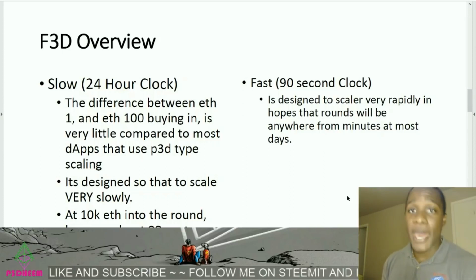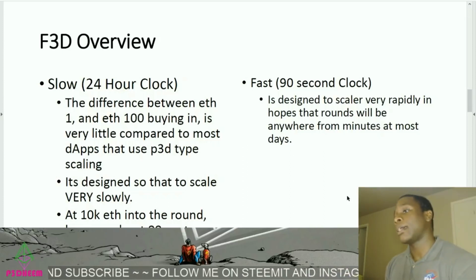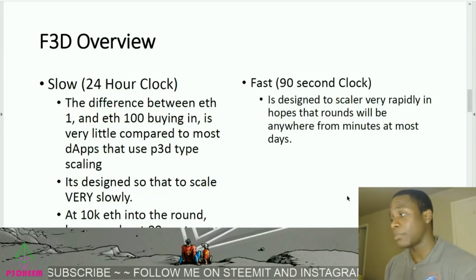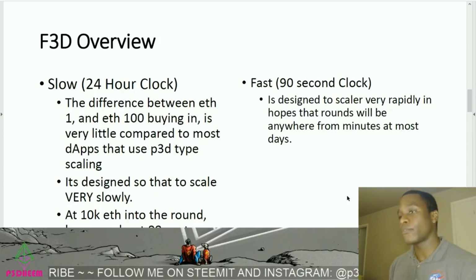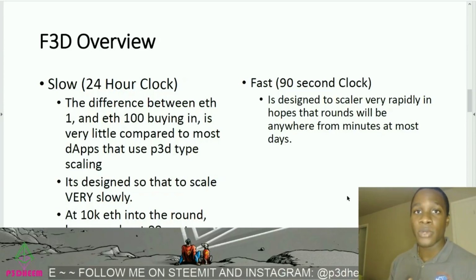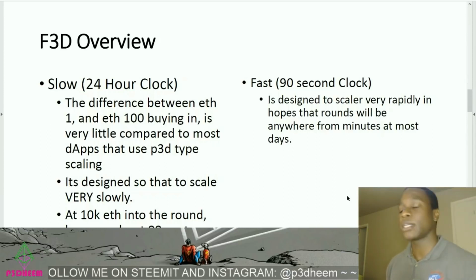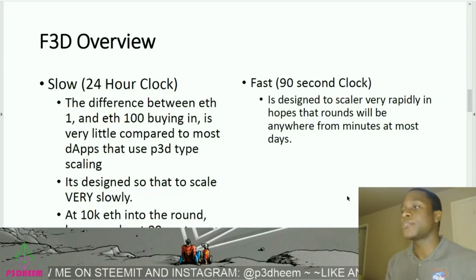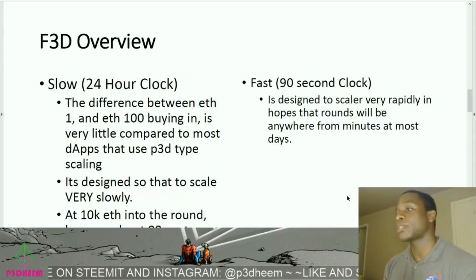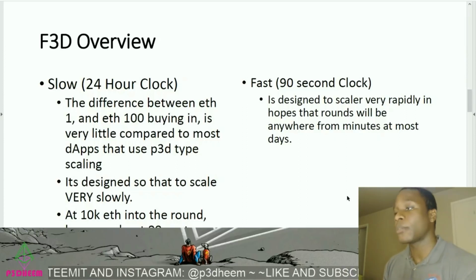If you look at the fast style that we saw with the testnets, it had a 90-second clock, and every time somebody bought, you added, I believe, 5 to 10 seconds to that clock. It was kind of funky because of the way the transactions were going through, and the clock reset pretty quickly. It was designed to scale very rapidly, in hopes that the rounds would last anywhere from minutes to at most days. This is directly from Inventor.